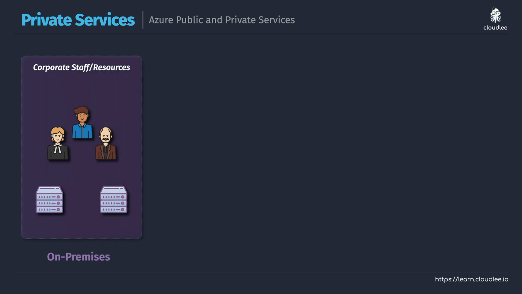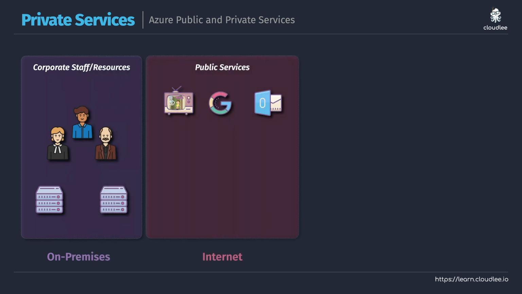So let's say, for example, you've got some users who are based on premises, and maybe you've got some services online: Gmail, Outlook, or maybe even some media streaming services. Now, generally, when we use these solutions online, they are directly available to our users through the internet.